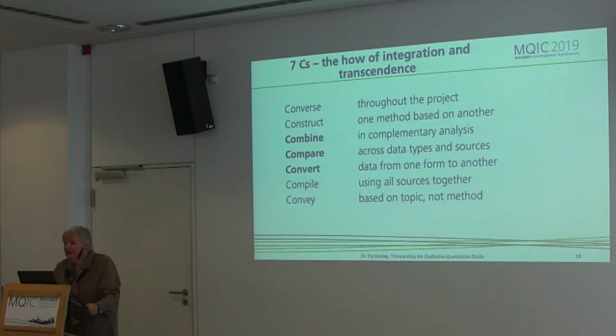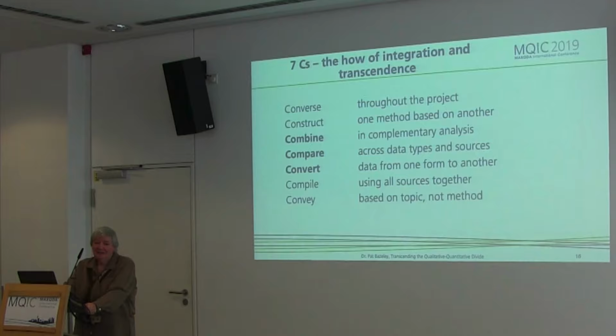We're heading now towards the slightly more practical end of this talk, which hopefully will help to make sense of what I've been saying. I've summed up integration or transcendence in seven C's. I quite like mnemonics because they help me remember things, and especially, you know, I can do it without actually looking at the slide. So, seven C's of integration. I did start with three and I've ended up with seven, which cover basically the whole process.